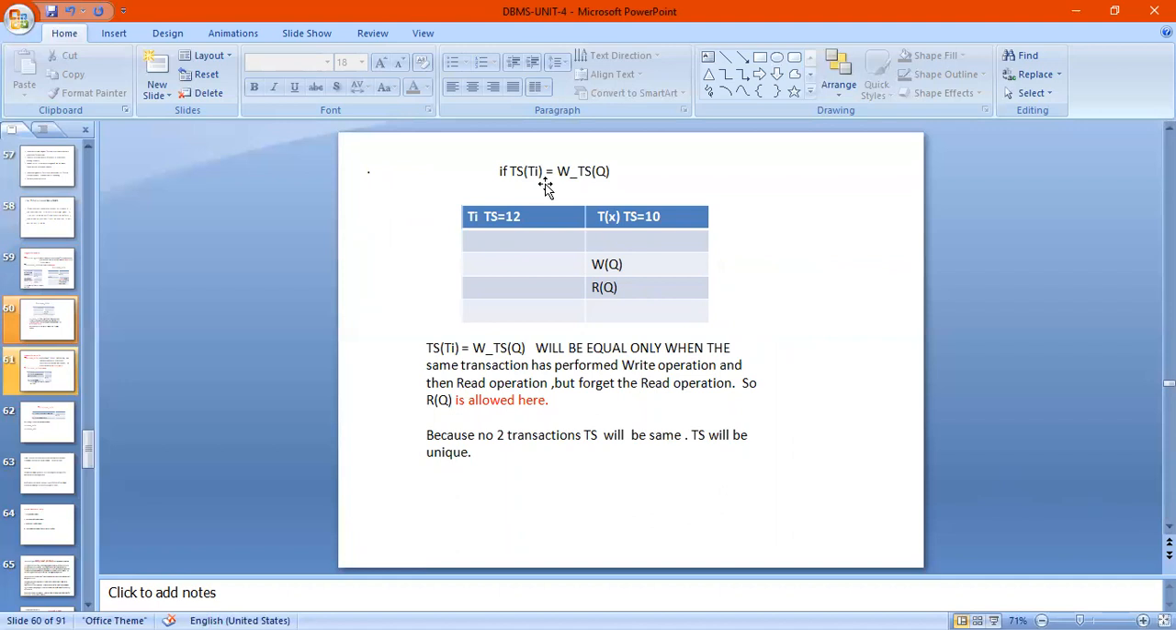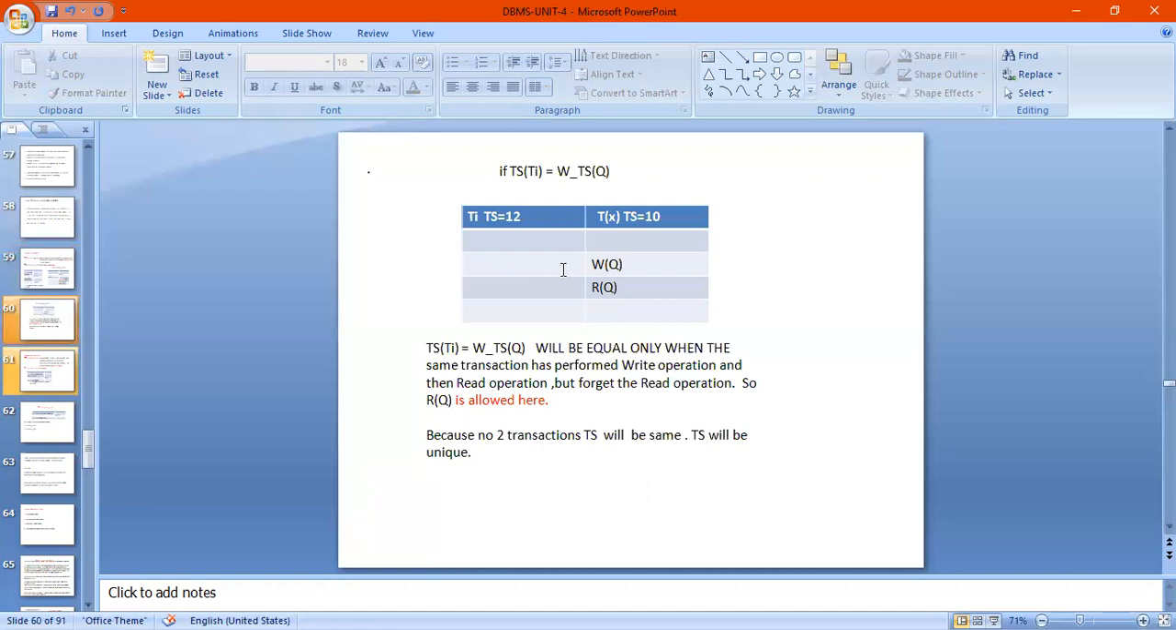If TS of Ti is equal to write TS of Q. Here TS means timestamp. Okay, next. TS of Ti is equal to 10 and TS of Tx is equal to 10. So both have no operation here.